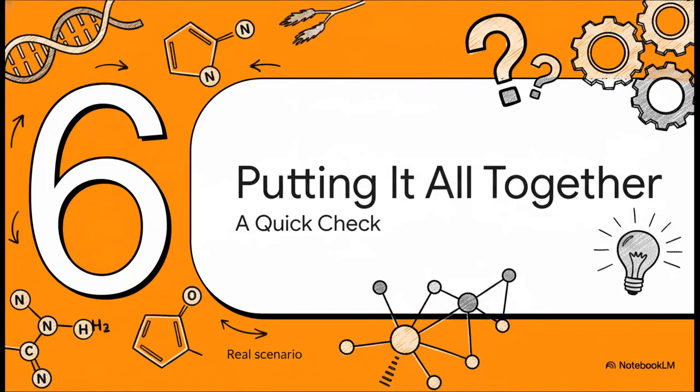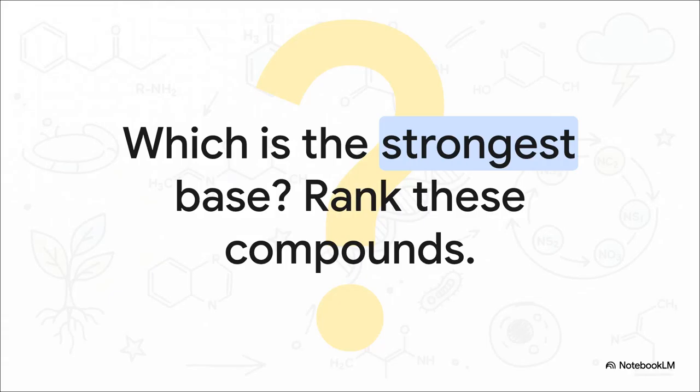Okay, wow, we have covered a lot of ground. So let's put all this knowledge to the test. We're going to do a quick check to see how these ideas play out in a real-world example. All right, take a look at these three molecules. In the middle, you have phenylalanine. On either side, you have variations with different groups attached. Now, based on everything we've just talked about, electron-donating groups, electron-withdrawing groups, can you rank these from the strongest base to the weakest?